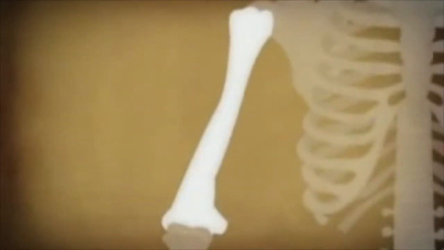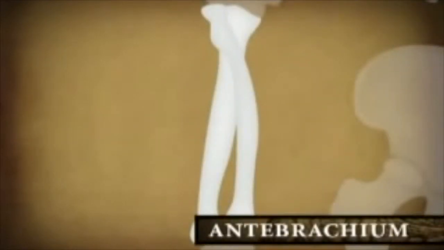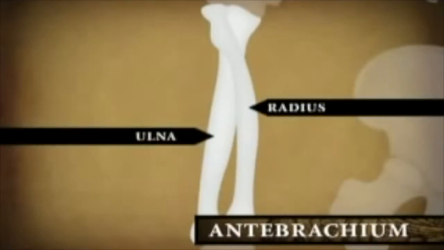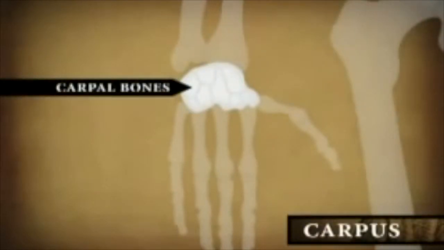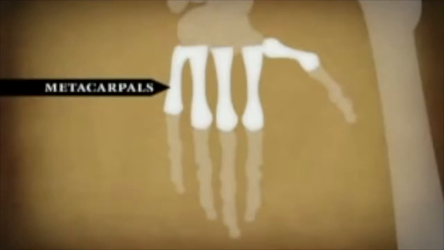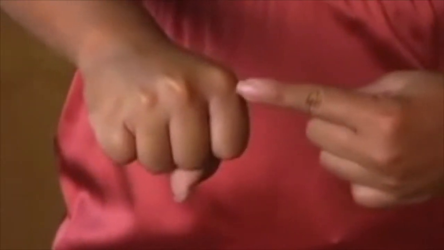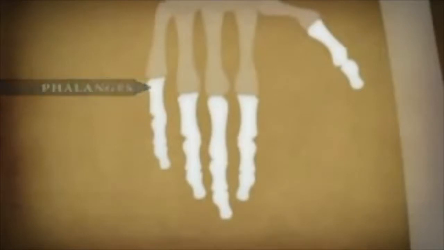The upper arm, also called the brachium, consists of a single long bone called the humerus. The forearm, or antebrachium, consists of the radius and the ulna. The ulna is slightly larger than the radius. The carpus, or wrist, consists of 8 small carpal bones that fit together almost like a jigsaw puzzle. The hand itself consists of 19 bones. The 5 bones of the palm are called metacarpals. If you make a fist, the knuckles are the ends of your metacarpal bones. The 14 remaining bones of the thumb and fingers are called the phalanges.